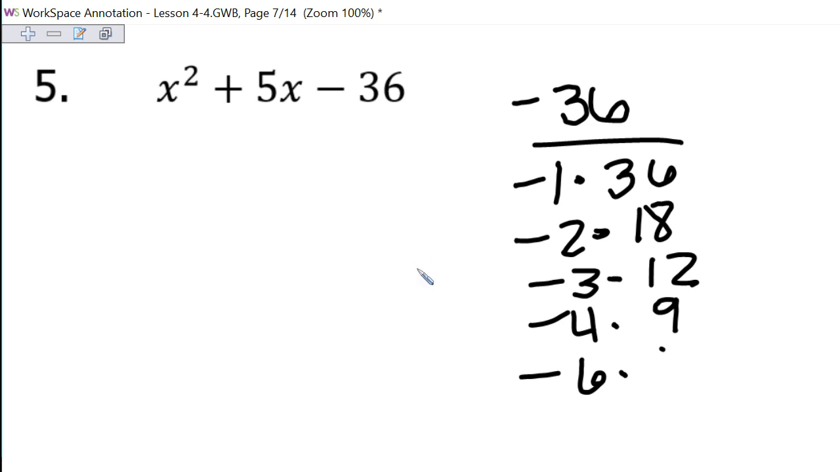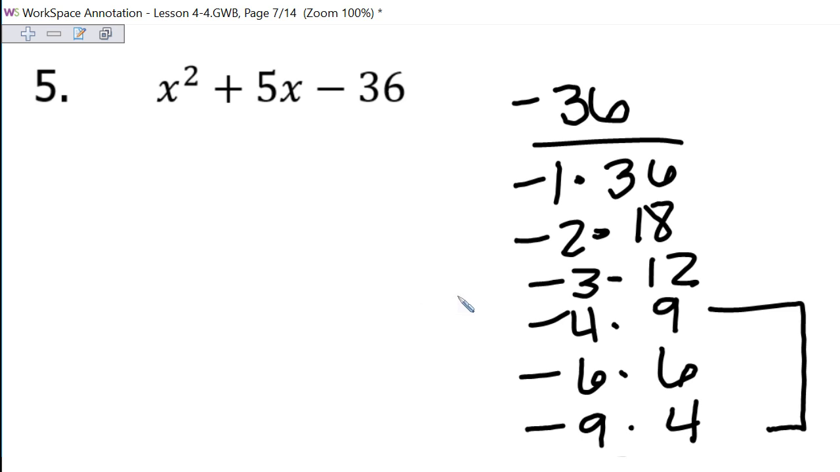Well, does it really stop? Well, with that one it would, but what about negative 9 times 4? Are these two the same? No, these are different. So if you have a negative thrown in, you'll actually have to keep going. Then the next one would be negative 12 times 3, negative 18 times 2, and negative 36 times 1. So if you have a negative that you're trying to factor, you'll have to keep your list going.